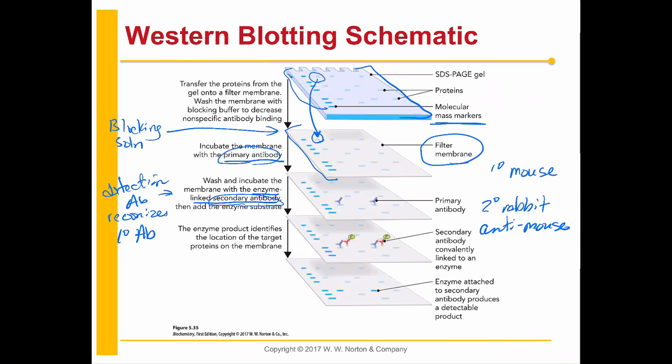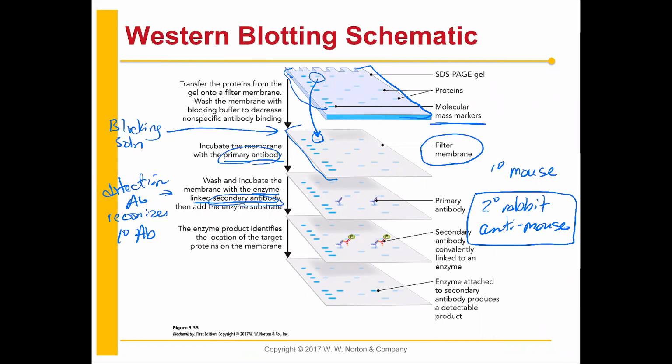anti-mouse. Right? But what's really interesting about our secondary antibody is that it's not just a secondary antibody. That secondary antibody is linked to an enzyme. And this enzyme, in the presence of a certain substrate, will give off a color, right? Or some kind of a detectable product. And so if you have that secondary antibody that's covalently linked to the enzyme, you can use a colorimetric or fluorometric assay where it's going to light up, right?